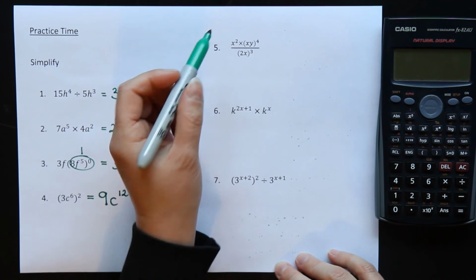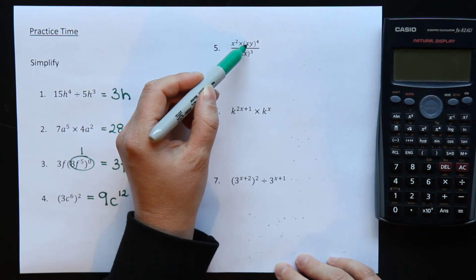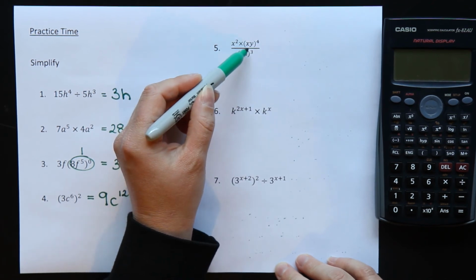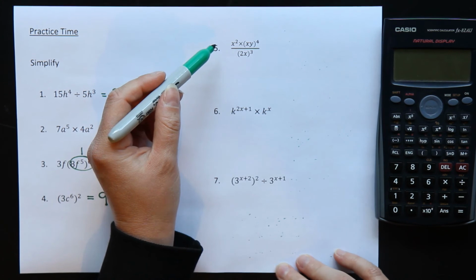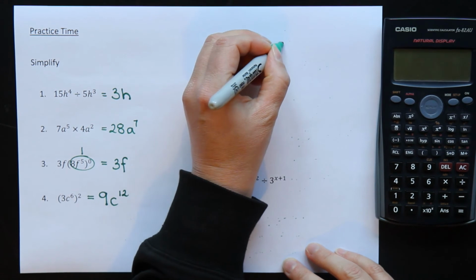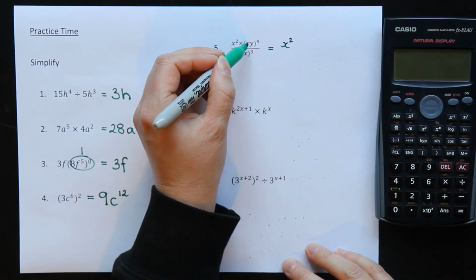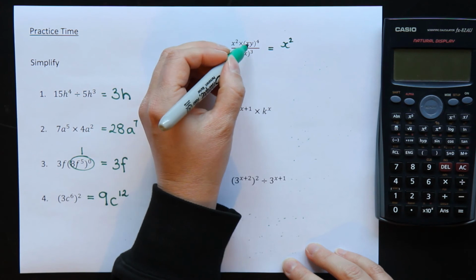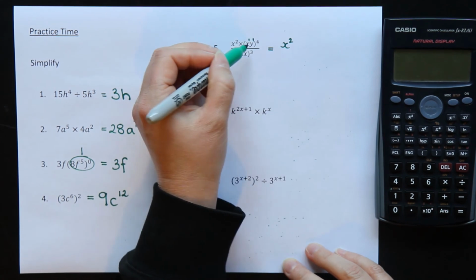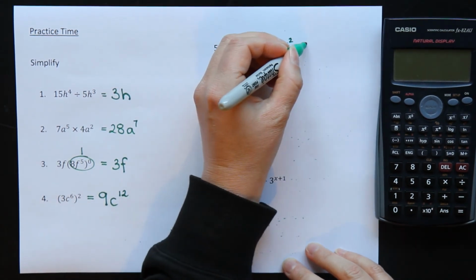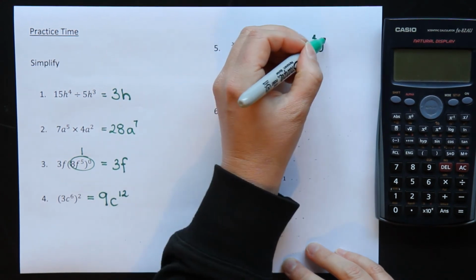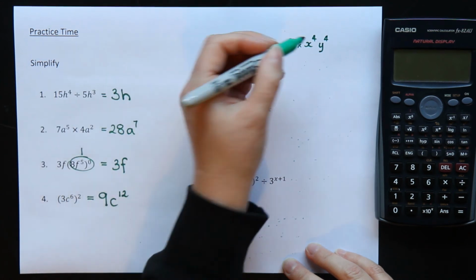Question 5. X squared times x times y in brackets to the power of 4, all over bracket 2x close bracket to the power of 3. So first of all, let's expand all those brackets. So we'll leave the x squared at the beginning there. To do this, all to the power of 4, I need to times the powers. Now these would both be 1s because there's no other number there. So 1 times 4 is 4. So it would be x to the power of 4. And for the y, also 1 times 4, which is 4. Okay, so that's what it will become.